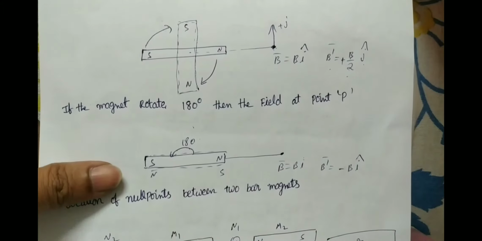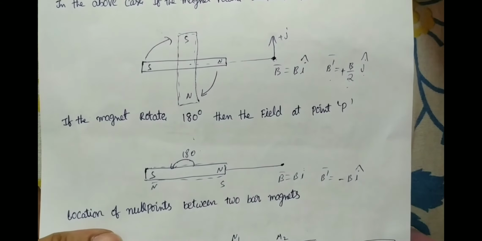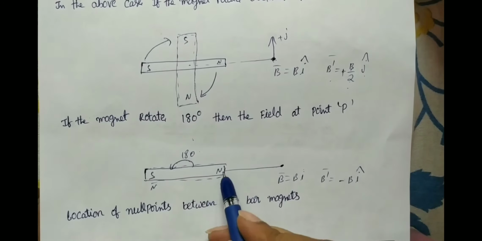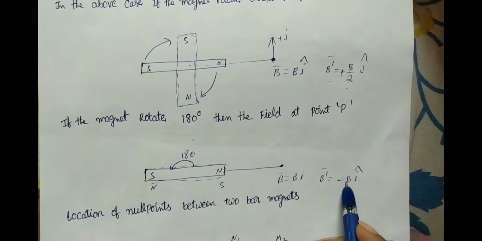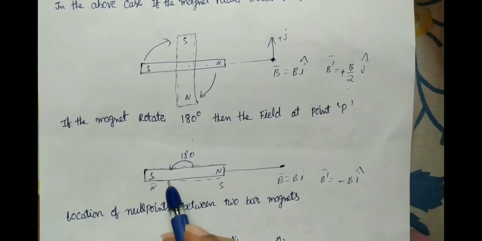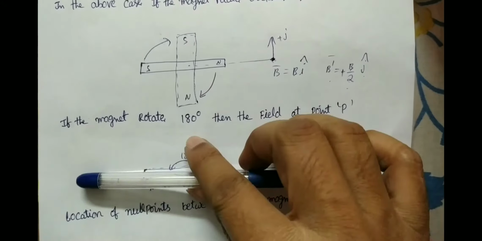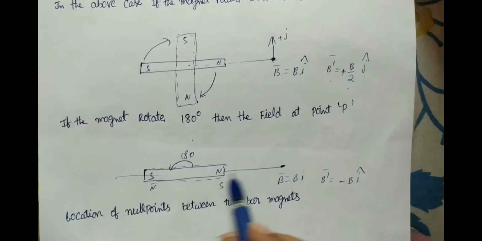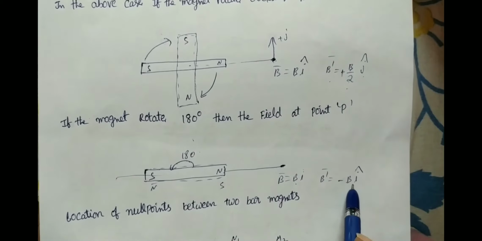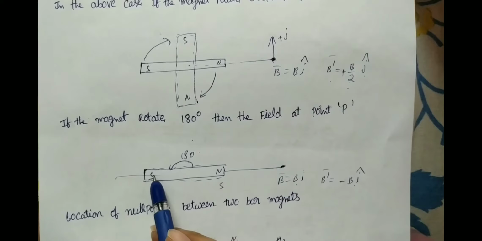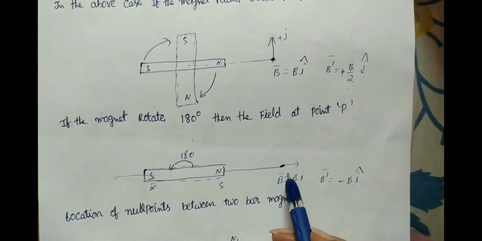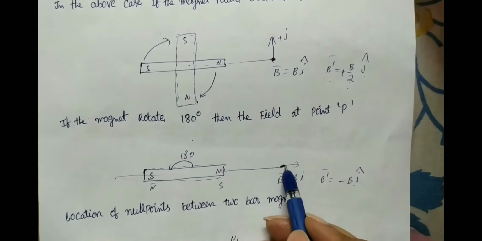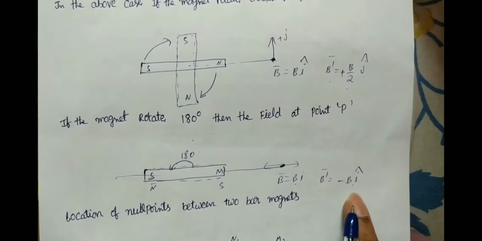And the third case, if the magnet rotates 180 degrees. Then the field direction is reversed, but the strength does not change. Why? Because even if the magnet rotates 180 degrees, this line is still the axial line only, it is not changing. So on the axial line the field is B here also, but only the direction is different. Earlier, south to north was like this, so the field was in the same direction as the magnetic moment. Now south goes here and north comes here, so the direction of the field changes. That's why I get minus B î.